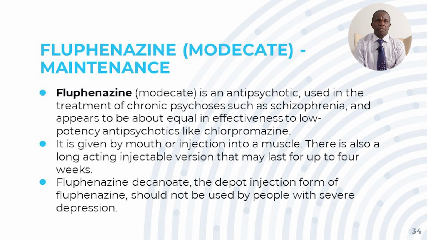The other depot antipsychotic is fluphenazine, which is also known as Modecate. Fluphenazine is an antipsychotic used in the treatment of chronic psychosis such as schizophrenia, and is as equally effective as other low-potency antipsychotics like chlorpromazine. It is given orally or by injection into muscles. There is also a long-acting injectable version that may last for up to 4 weeks. Now, fluphenazine decanoate, the depot injection form of fluphenazine, should not be used by people with severe depression.